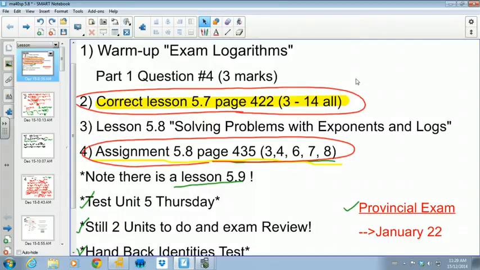5.7 is the big important exercise in this unit. That's a big one. If you can't do those equations, you're going to have trouble. You're going to have trouble in 5.8 if you had trouble in 5.7.